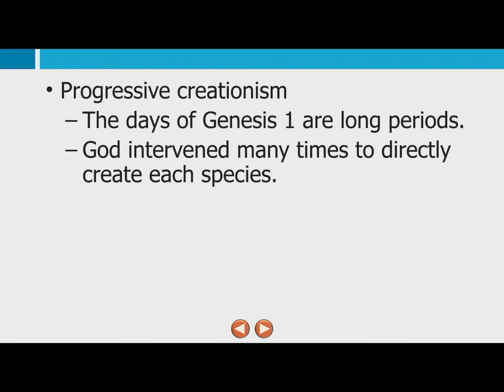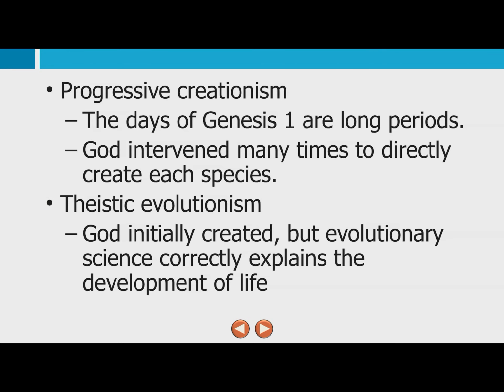Next, we see progressive creationism, and we see theistic evolution. But starting with progressive creationism, this teaches that the days of Genesis 1 are long periods, oftentimes interpreted to be millions of years. And it says that God intervened many times to directly create each species. So this means that God would create certain things in one of the days, and then after a long time he would insert another time of creation, which may be interpreted as one of the other days of creation, and he would directly create a new species.